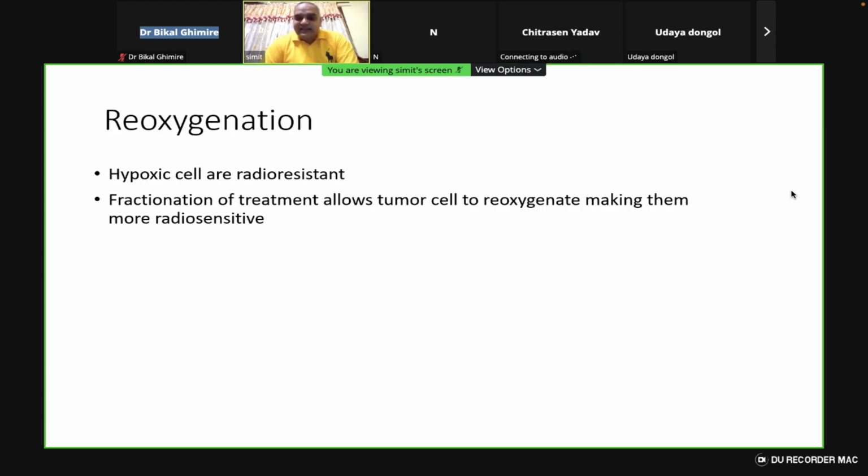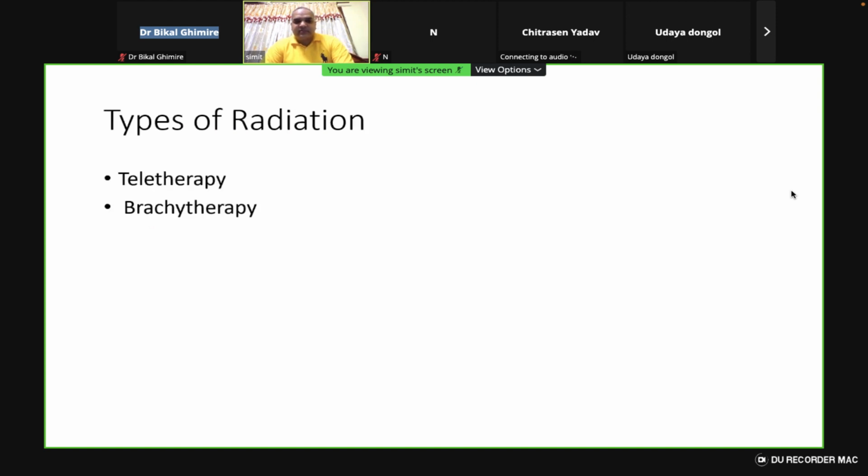We all know hypoxic cells are radio resistant. So in a large tumor, despite neovascularization, the core of the tumor is actually hypoxic. So when you give fractionated radiation, after radiation some part of the cancer cells are killed, and then there is new neovascularization which causes the oxygenation of those hypoxic cells, and which helps us to kill those radio-resistant cells.